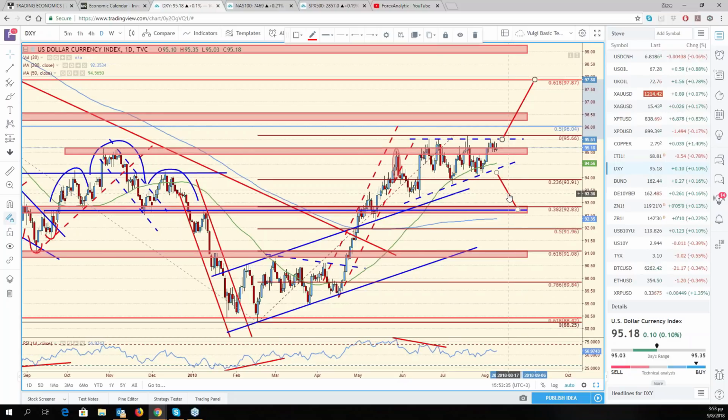But if the flat top triangle is what we have here, we might spend a little bit more time consolidating in here before actually making a move. Okay. So that's how I view this market.